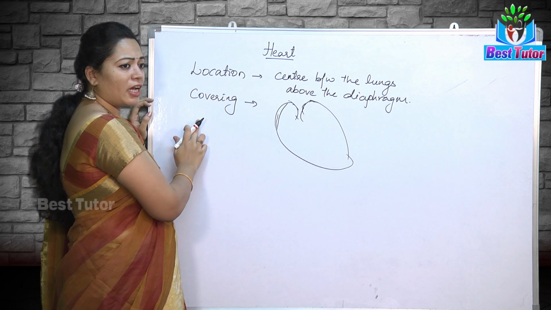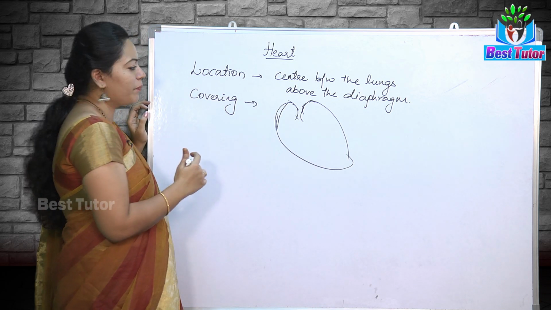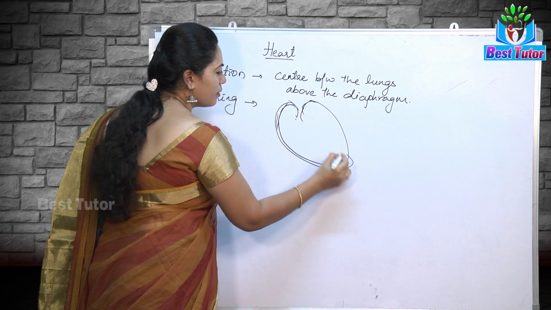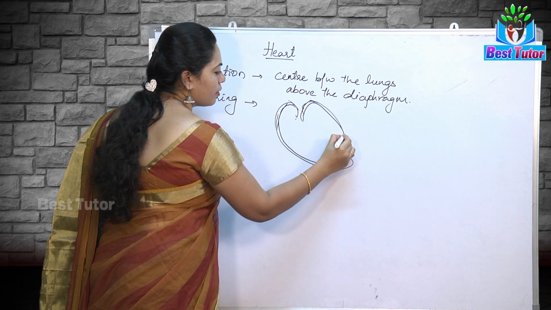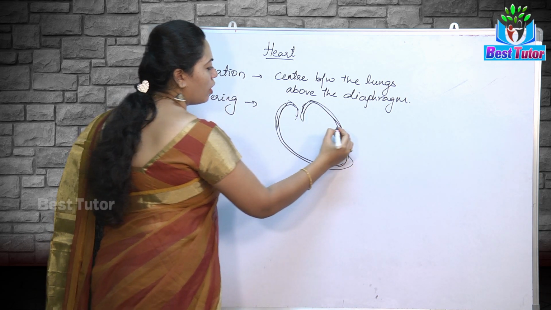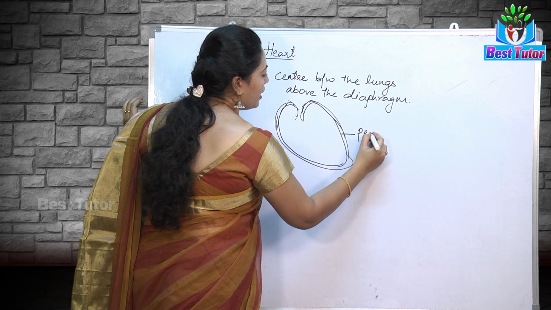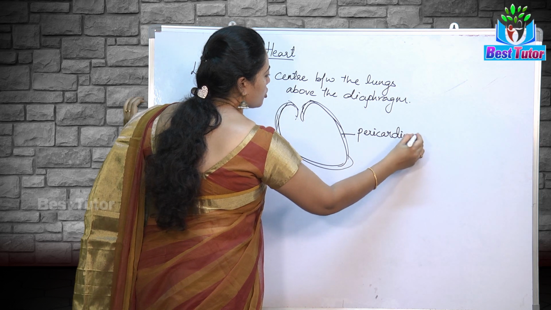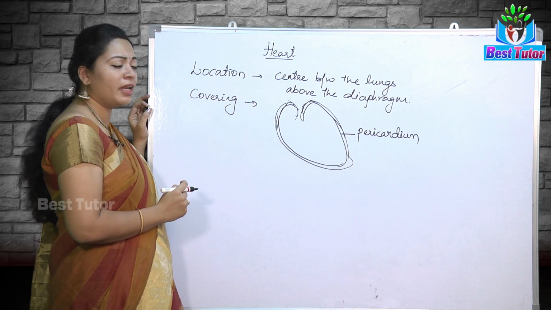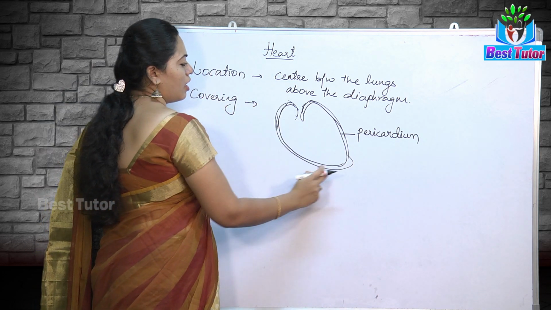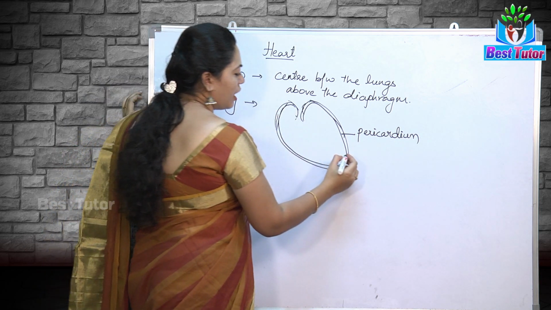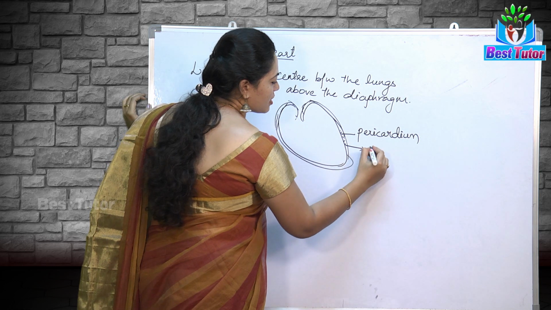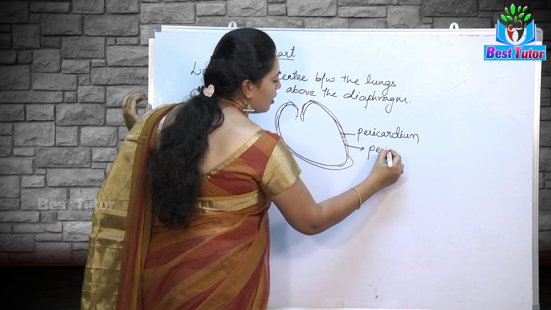Now if you observe the covering, what is it that protects the heart? The heart is protected by a double wall membrane. We call it the pericardium. So the pericardium is a double walled membrane which protects the heart, and it is filled with a fluid. It's known as pericardial fluid.